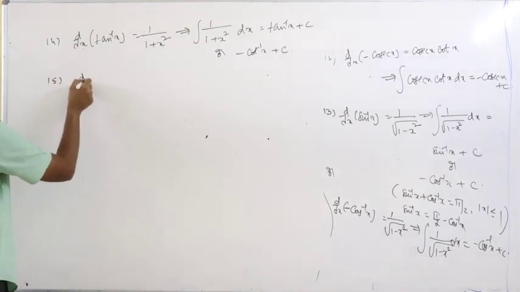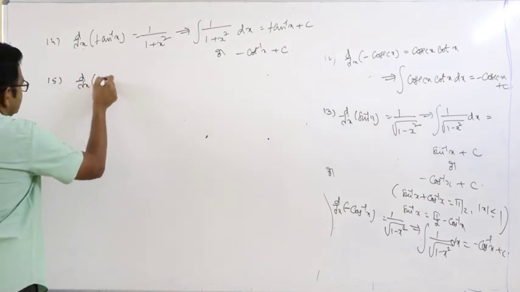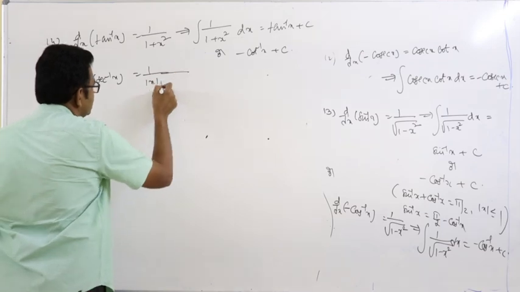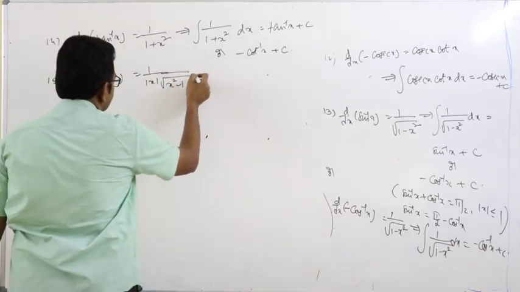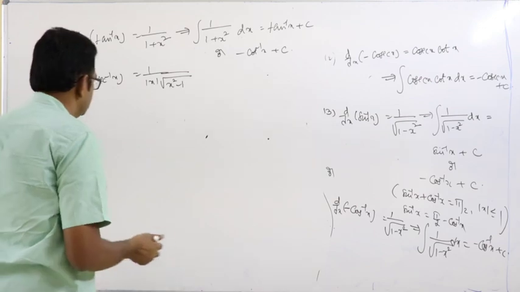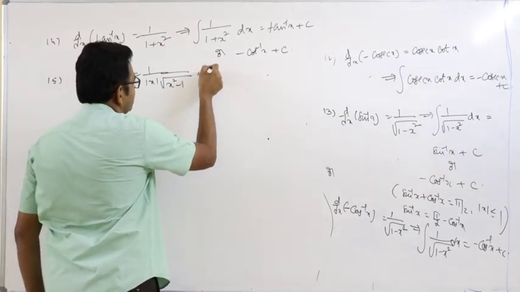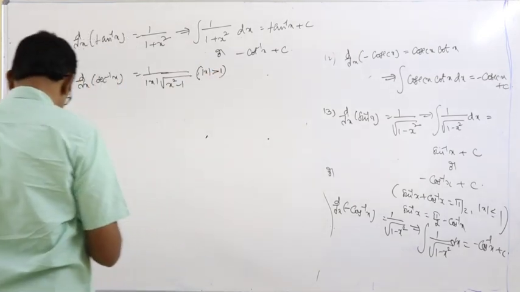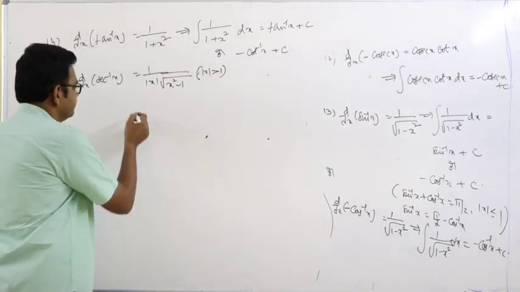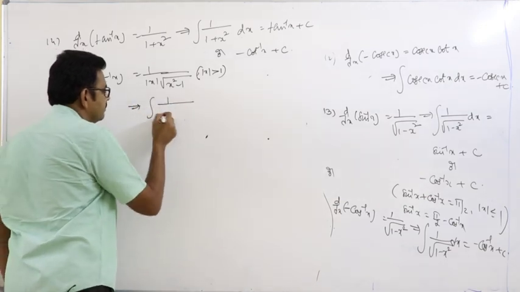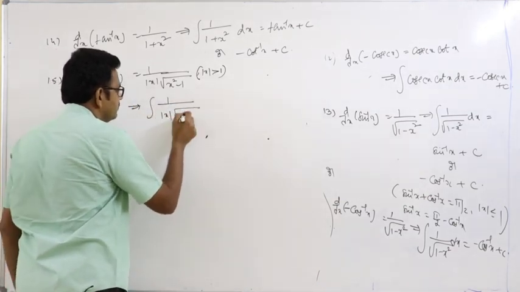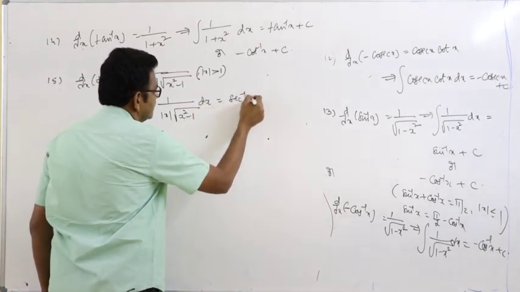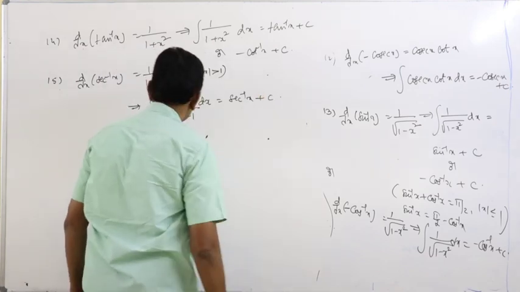Next one, derivative of secant inverse x is equal to 1 by mod x into root of x square minus 1. Here one condition is that mod x is greater than 1. Mod x greater than 1 implies integral 1 by mod x into root of x square minus 1 dx is equal to secant inverse x plus c.